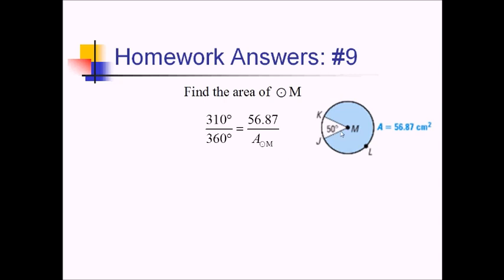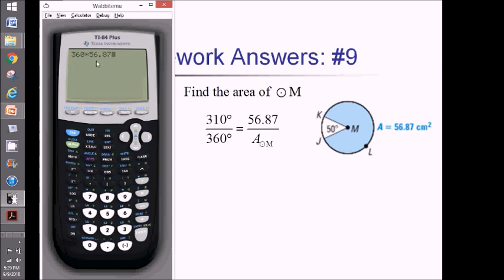Again, they didn't give you the angle that went with the area. You had to subtract from 360 to clear up that little mismatch. Cross multiplying now, we've got 360 times 56.87 equaling 310 times that area. Multiplying out 360 by 56.87, I get 20,473.2.